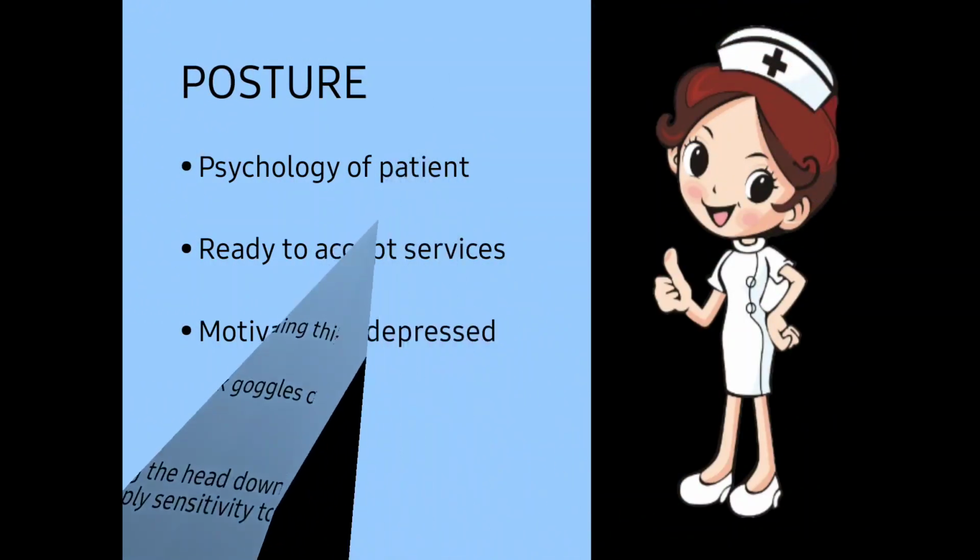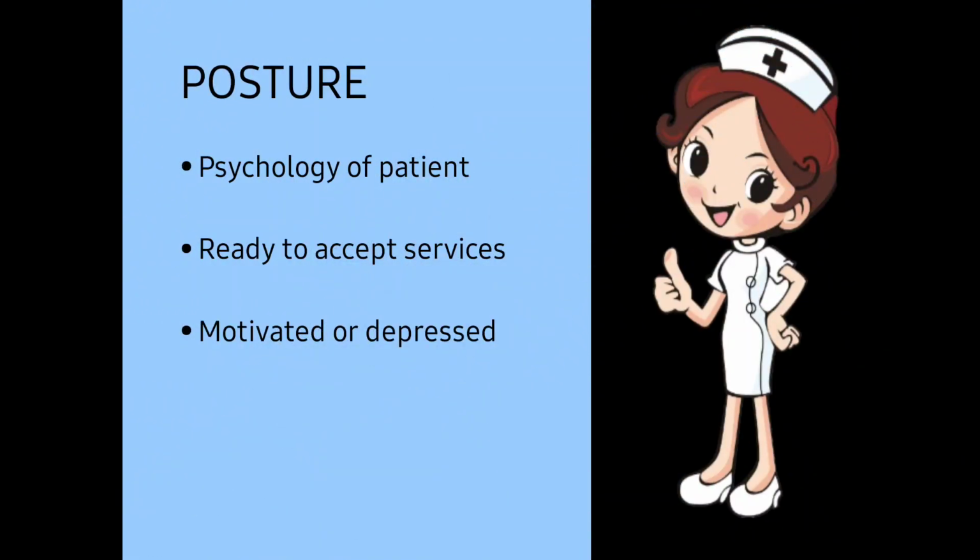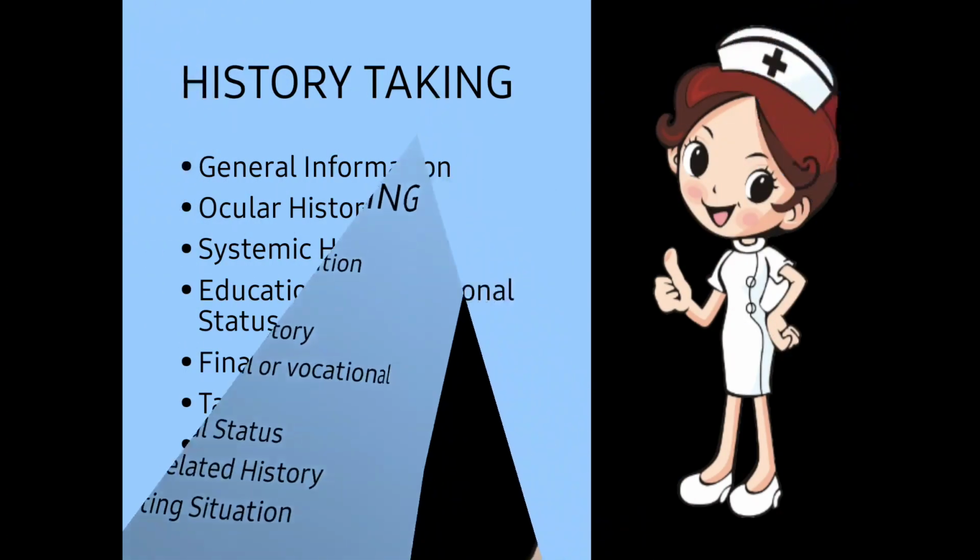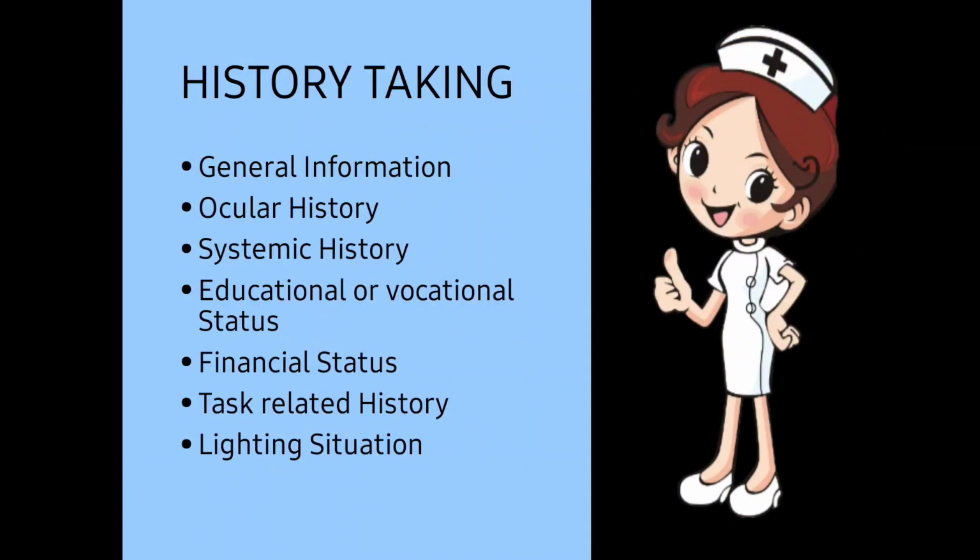Next one, posture. Physiology of a patient, how the patient physically appears. Next one, ready to accept services. Is the patient able to accept the services that we are going to provide? How is the patient feeling about that? Is the patient motivated or is the patient in depression? So all these things come under observation: mobility, fixation, and posture.